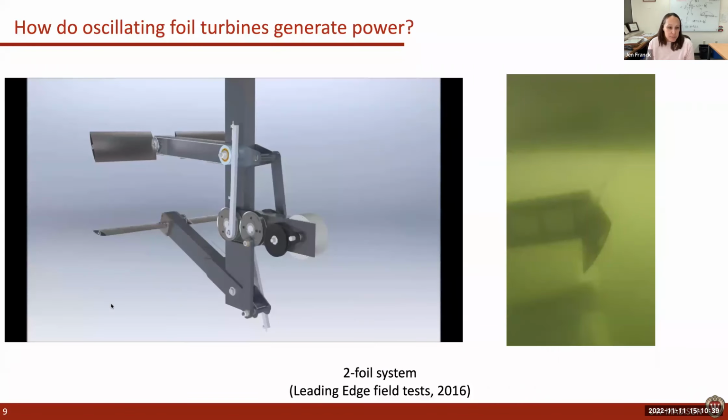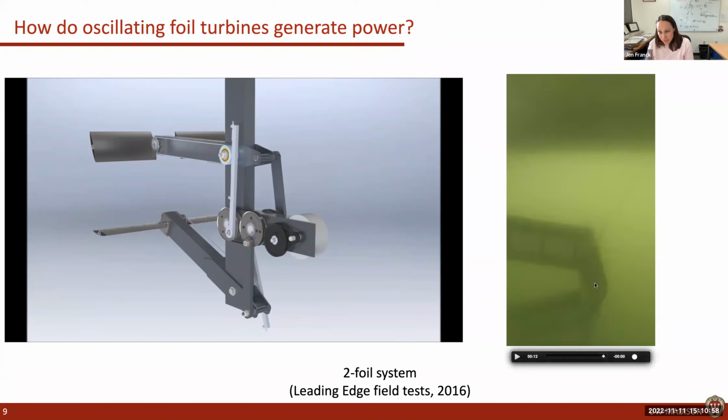So this is another example. This is a prototype of a team called Leading Edge that I was a part of at Brown University. The video on the right is a GoPro of this foil flapping under the water. The left-hand side are the arms that are just holding the foil up, and the foil is the somewhat elliptical shape on the right-hand side. So this is completely passively driven.